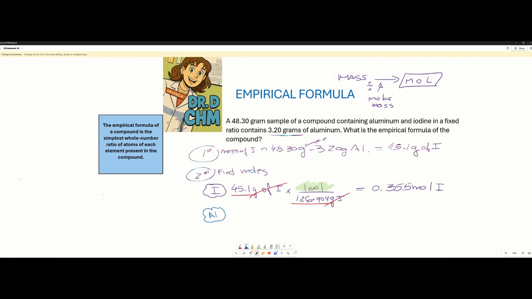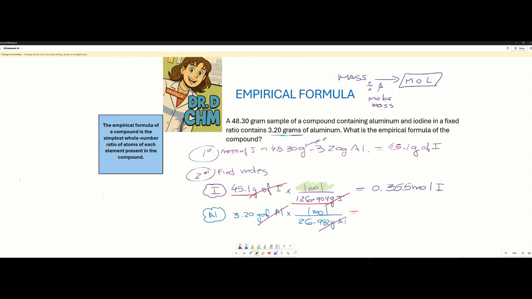I'm going to do the same thing now for aluminum. So I have 3.20 grams of aluminum. I'm going to divide by the molar mass. The molar mass for aluminum is 26.982 grams per 1 mole. So I can cut off grams for grams.